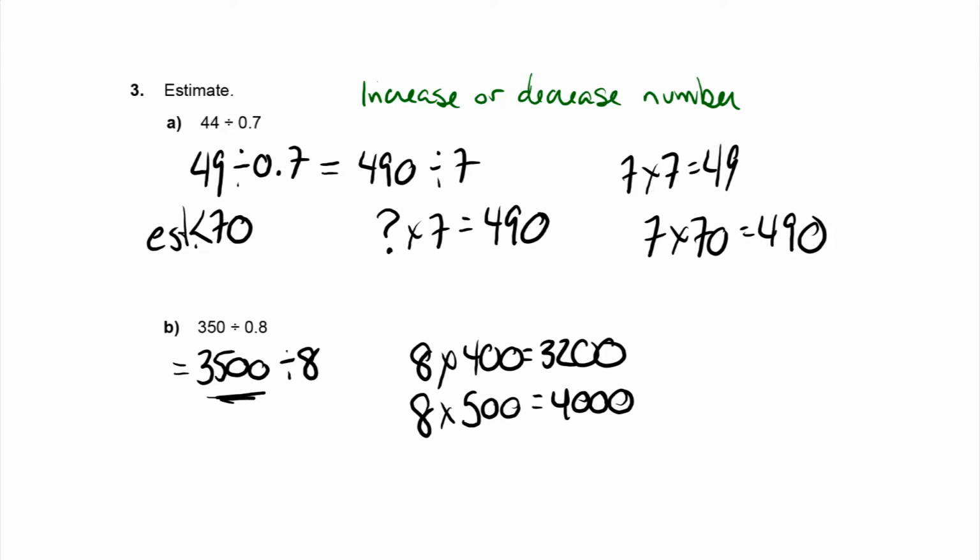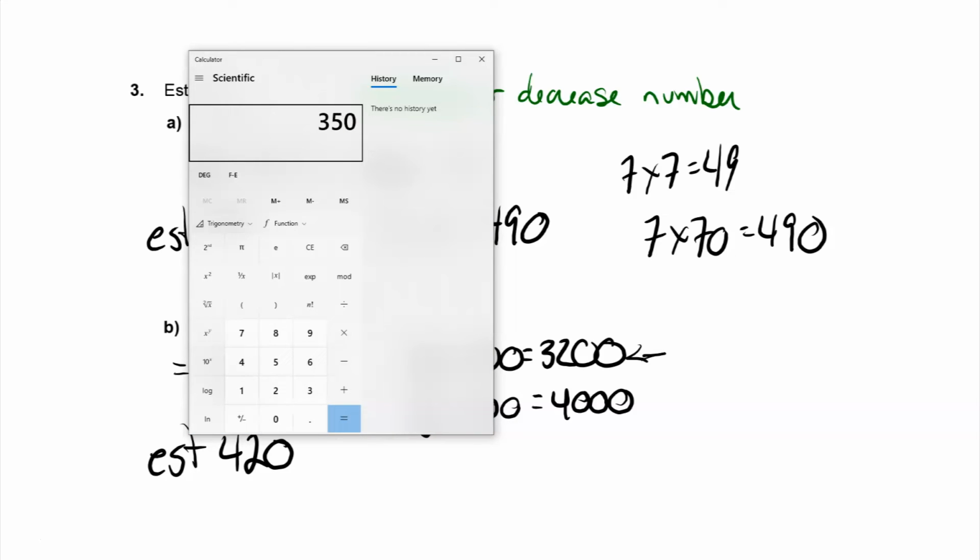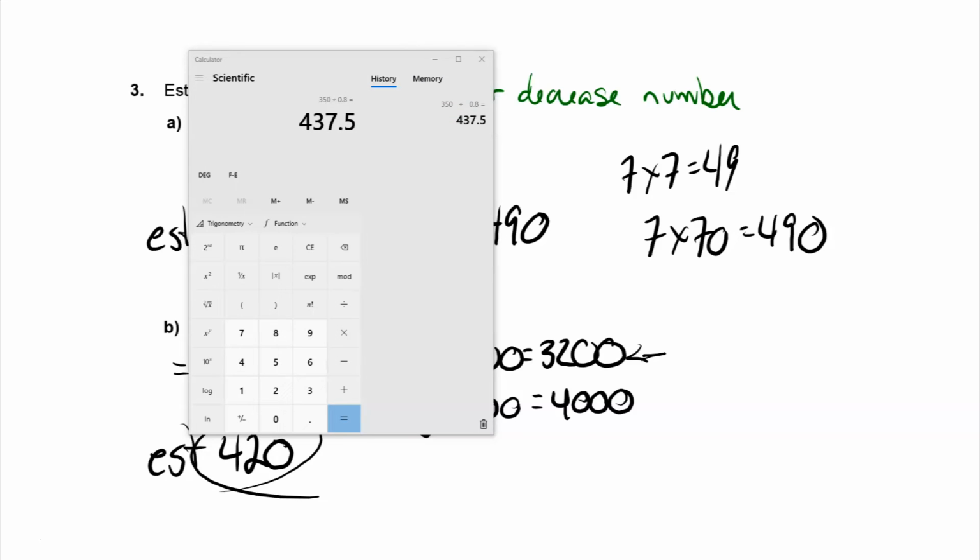The number that I'm trying to end up with is kind of in the middle of those, but it's definitely closer to the 3,200 side of things. So if I was going to estimate, I want something that is closer to 400 than it is to 500. So I might estimate that to be 420. I know it's got to be bigger than 400, less than 500. I don't know exactly how much, but it's a reasonable estimate. If I do it on the calculator, I've got 350 divided by 0.8, and I get 437. So my estimate of 420 is not too bad.